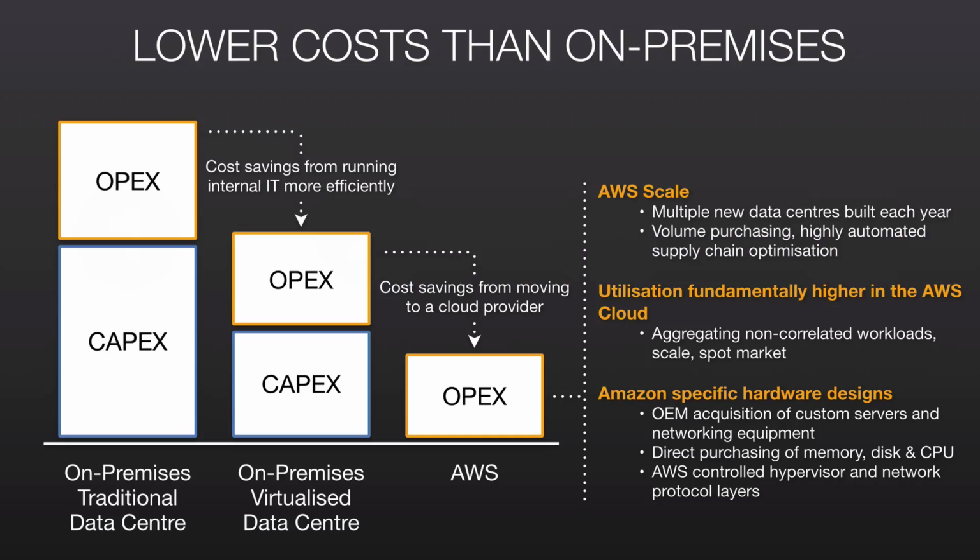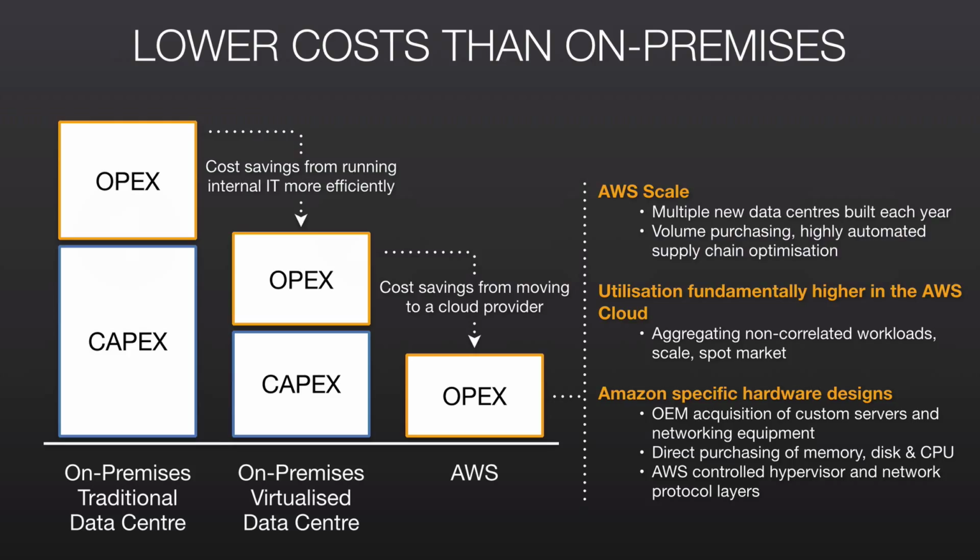So why exactly is the cloud more cost effective than traditional on-premises IT that you might own and operate yourselves? There's a couple of reasons for that. The first is we have a very high scale and highly utilized platform. So we're able to drive fundamentally higher levels of utilization than any one organization will be able to drive themselves.